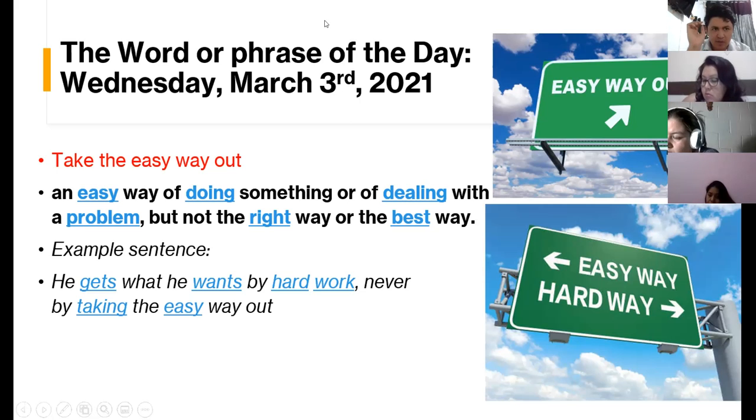Salirse por la tangente, ¿verdad? Take the easy way out. And what's the opposite? It's do things the hard way, ¿verdad? De la forma correcta, de la forma que debe ser, o aprender lecciones de una forma difícil, ¿verdad?